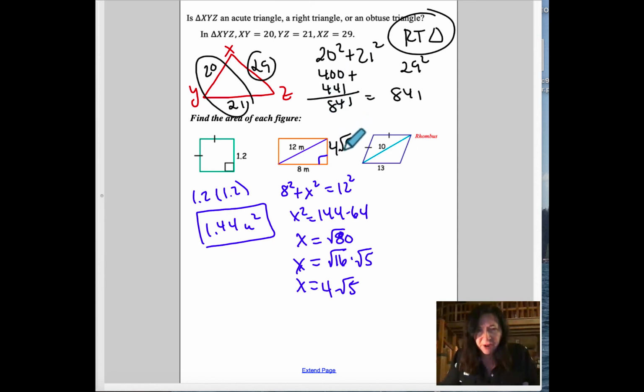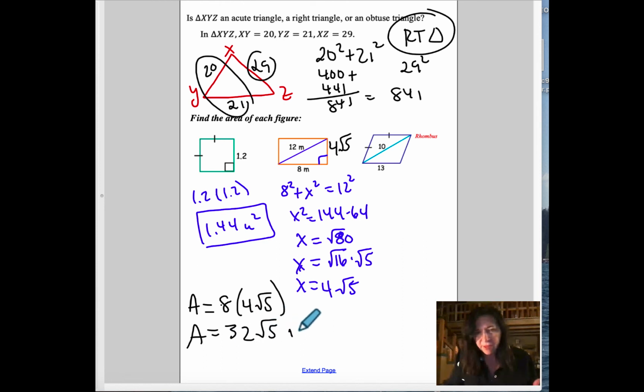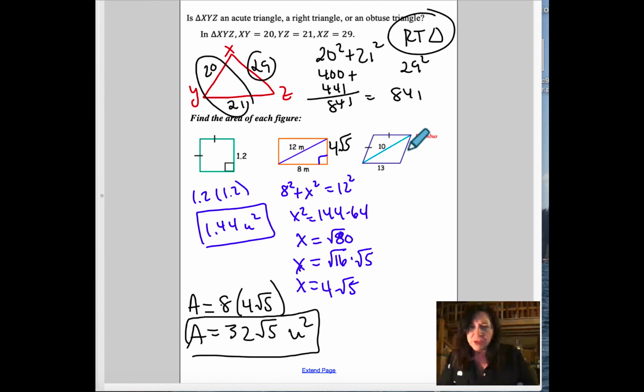All right, so now I can find the area. You've got to remember what you're trying to find. So the area is the length times the width. So that's going to be 8 times 4 root 5. Numbers get multiplied with numbers. So the area is going to be 32 root 5, and then this is just units squared. Okay, box that up. For this problem here, this looks like it's a rhombus.